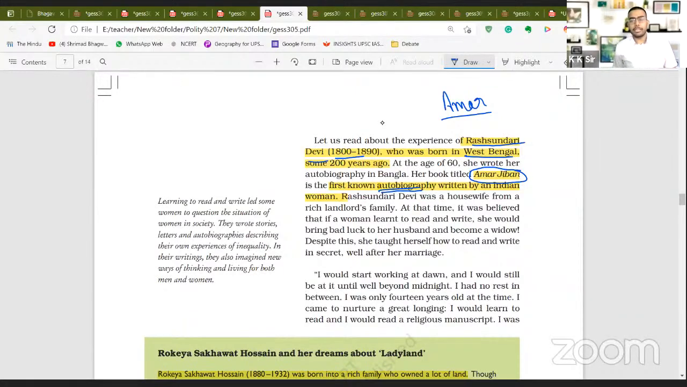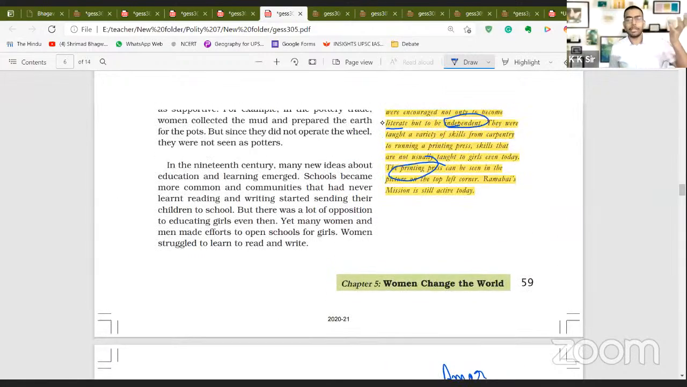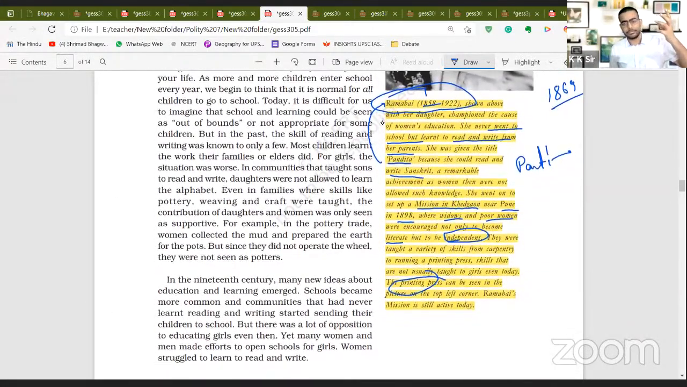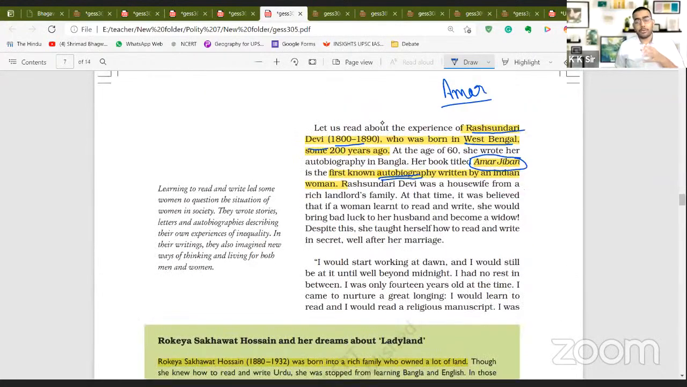So it's an autobiography written by Ras Sundari Devi. Her fight was even more extreme than Pandit Ramabai, because Ramabai was in an elite family. They had a lot of wealth and money. Her parents taught her to read and write. But go back 60 years before Ramabai, and you will see that Ras Sundari Devi had to teach herself, hiding from everybody's eye that she is reading. Because at that time it was supposed that a learned woman who can read and write would bring bad luck to her husband and become a widow. If you read, you will become a widow. What logic!